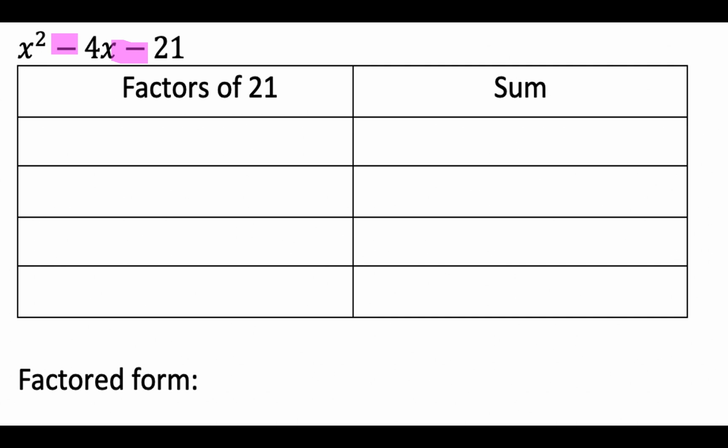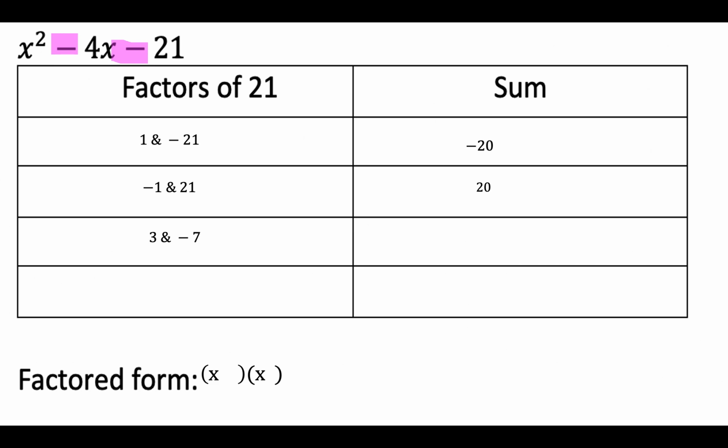How about this one? x squared minus 4x minus 21. We have a negative and a negative, so one number's going to be positive and one's going to be negative. First thing, open up the parentheses, x times x. Let's start listing the factors of 21. We could do 1 times negative 21. Add them together, we get negative 20. Negative 1 times positive 21, add them together, we get positive 20.